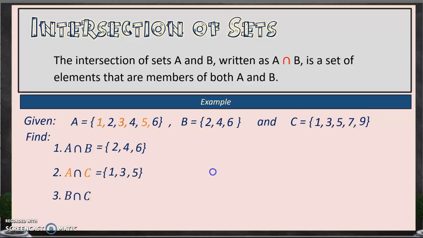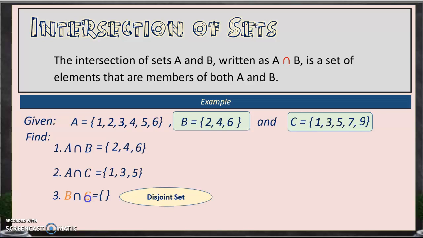Next, B intersect C. Look at the elements of set B and set C. Are there common elements? There are no common elements. So we can say that it is an empty set. In this case, if the intersection of two sets is an empty set, it is a disjoint set.